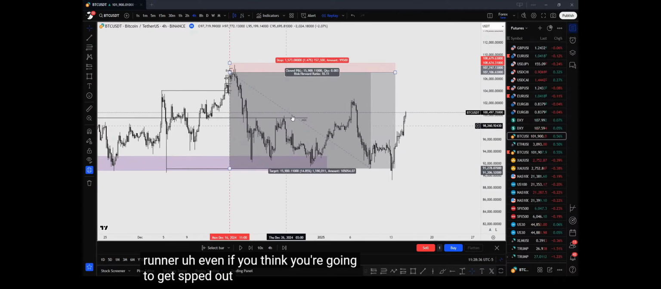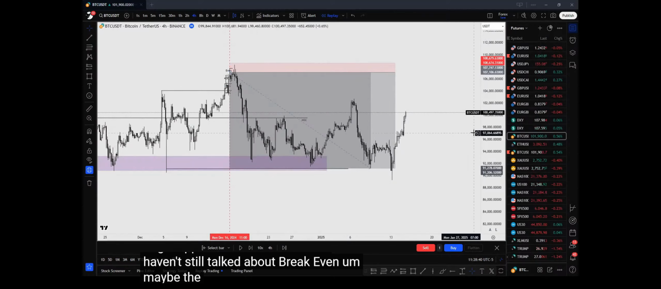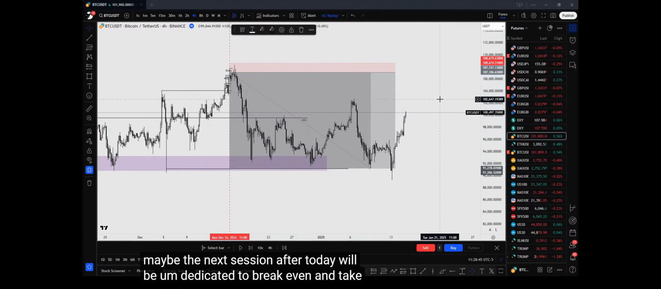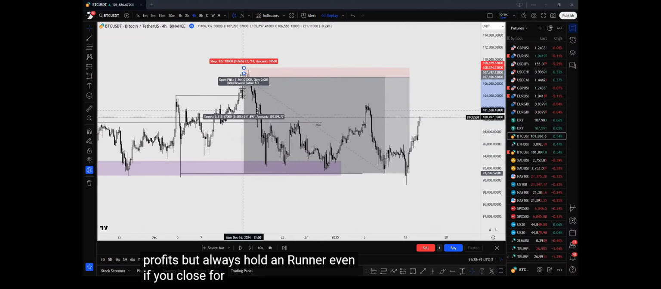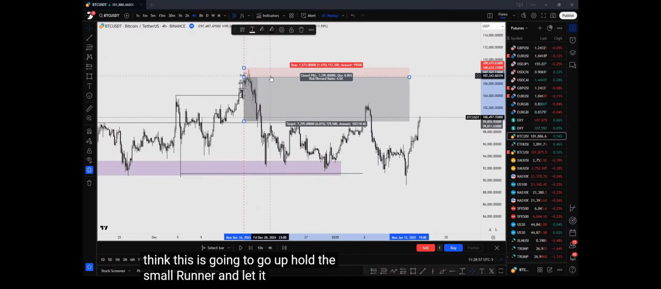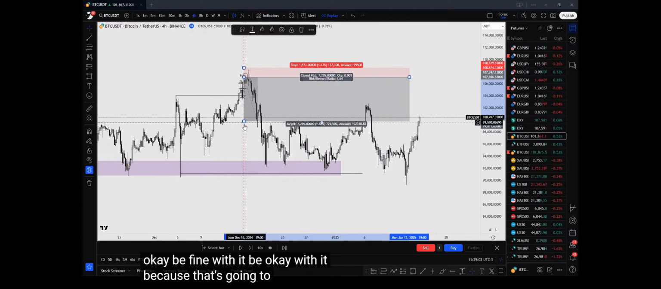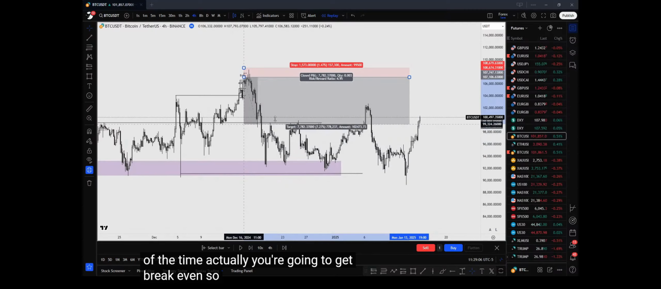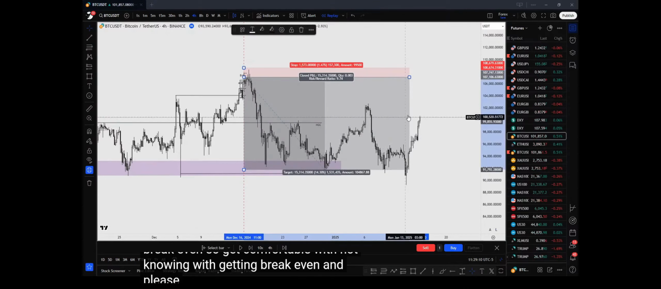Even if you think you're going to get stopped out in break-even. We haven't still talked about break-even. Maybe the next session after today will be dedicated to break-even and take profits. But always hold a runner. Even if you close, for example, right here at this PC, hold a small runner if you think this is going to go up. Hold a small runner and let it hit break-even, okay? Be fine with it. Be okay with it, because that's going to happen. Most of the time, actually, you're going to get break-even. So get comfortable with getting break-even, and please hold the positions.